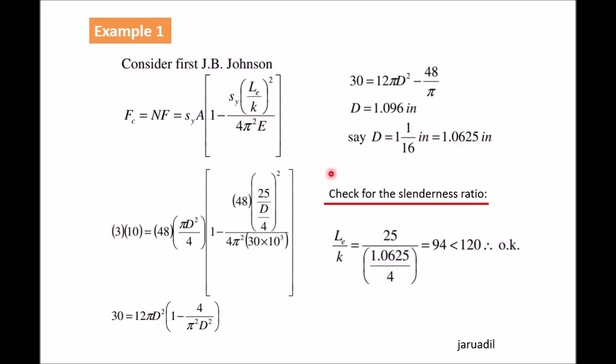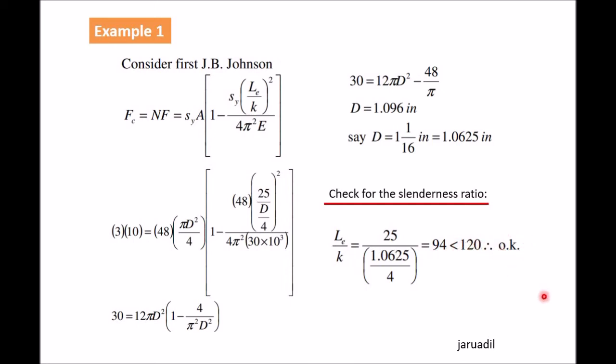Then, we will check the slenderness ratio, which is equal to LE over K, 25 over 1.0625 over 4. So, ito yung LE, 25 inches. Ito naman yung value ng K, D divided by 4. Diba? D, diameter, 1.0625 divided by 4. So, we have here 94. Less than 120. So, that means that is okay.